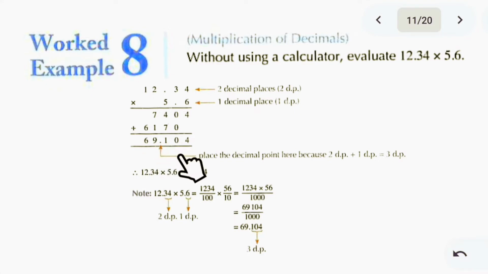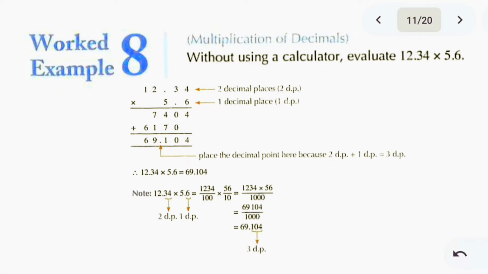The only thing we have to remember is where to put the decimal. The decimal is decided by this rule: first see how many decimal places the first number has. The first number has 2 decimal places. The second number has 1 decimal place. So 2 decimal places and 1 decimal place are added to get 3 decimal places. The answer will carry the point at the third decimal place. So we count 1, 2 and 3, leave these 3 digits and put the decimal sign over here.